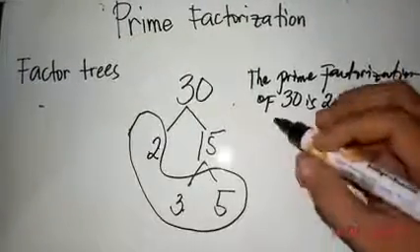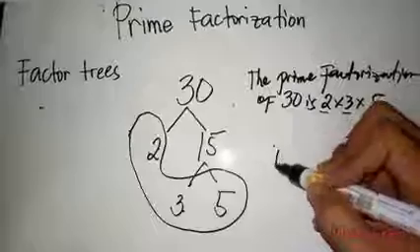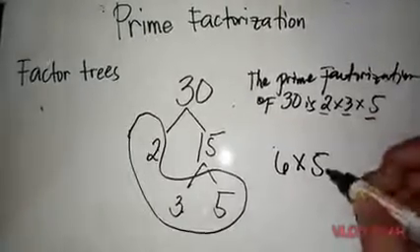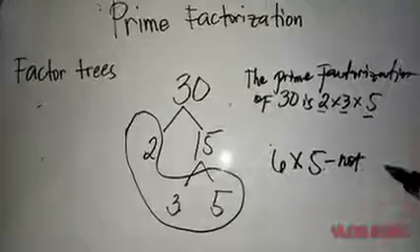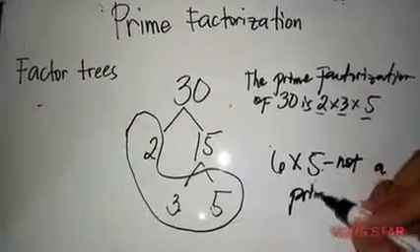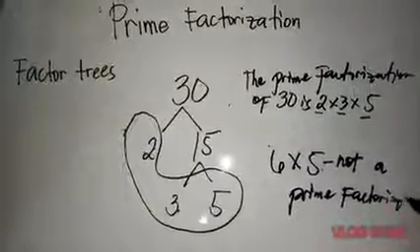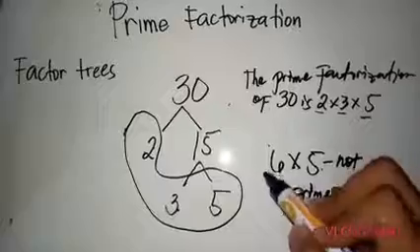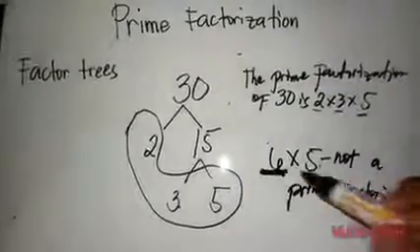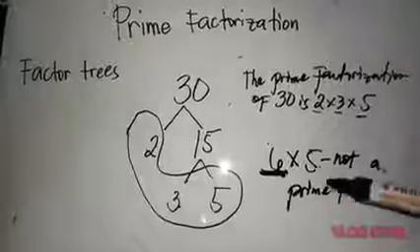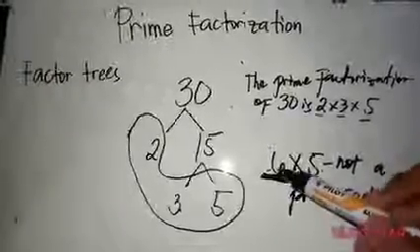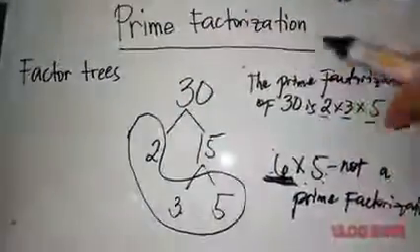If they ask you, is 6 times 5 the prime factorization of 30? Not a prime factorization. Why? Because 6 is not a prime number. I will repeat, 6 times 5 is equal to 30. This is a factorization of 30, but this is not the prime factorization of 30 because 6 is not a prime number. All must be prime numbers in prime factorization.